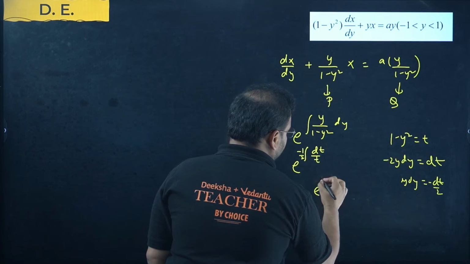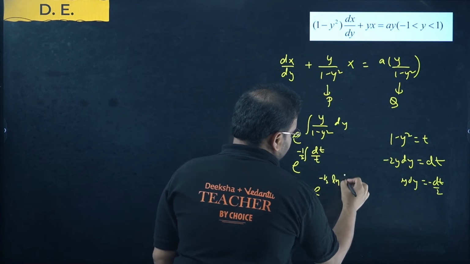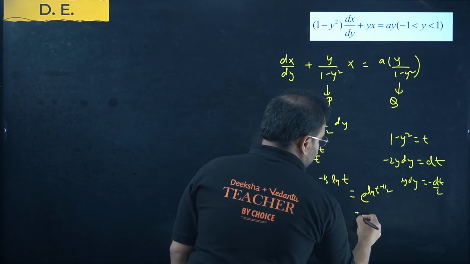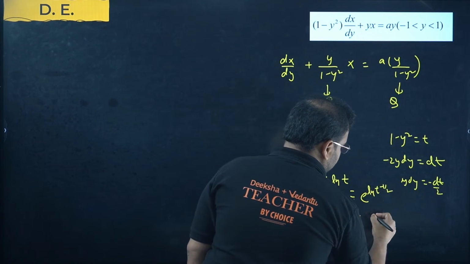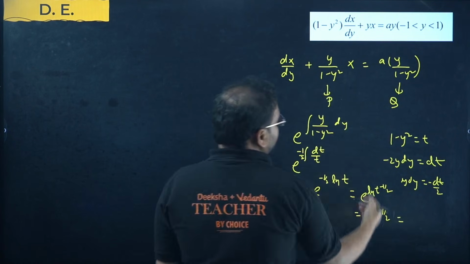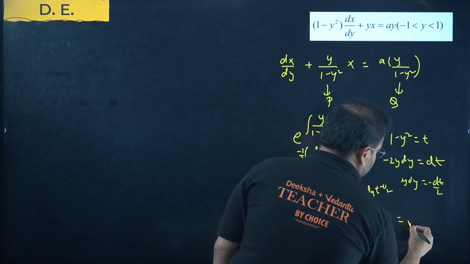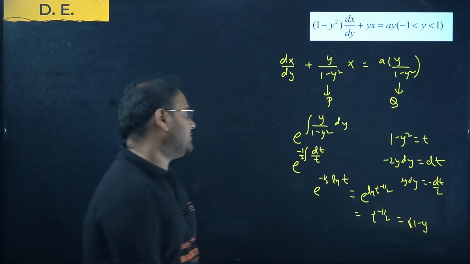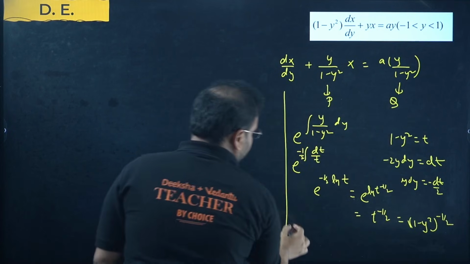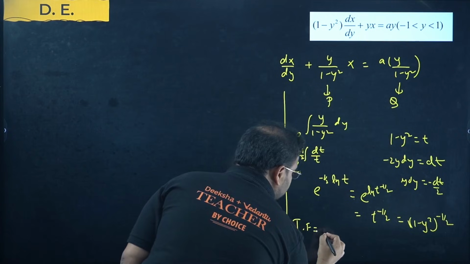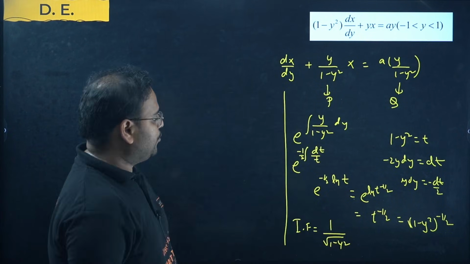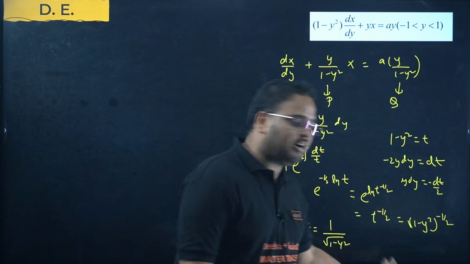So e power, we have minus 1 by 2 ln t, it goes up, e power ln t power minus 1 by 2. So I get this value as, what is this? E power ln will get the effect out, so t power minus 1 by 2. And if you put the value back of t over here, you get this as 1 minus y square to the power minus 1 by 2. Okay, let me write the final answer for the integrating factor. Integrating factor becomes what, sir? 1 upon root of 1 minus y square, because the power is half and also in the denominator.